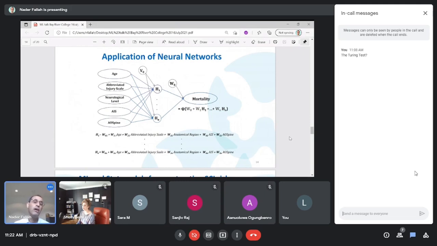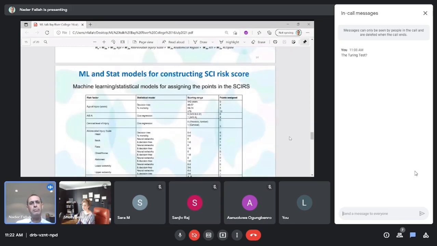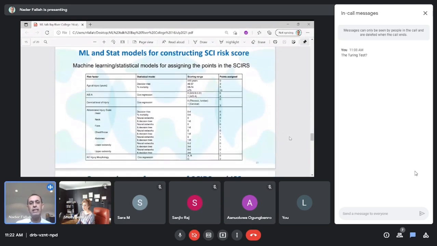They may have a nonlinear relationship. In that case, this kind of modeling might be more helpful. We applied this model, artificial neural network, and so many other models that I will not go into such detail because it's not very important at this moment. And by using those methods, we made our risk score for mortality.